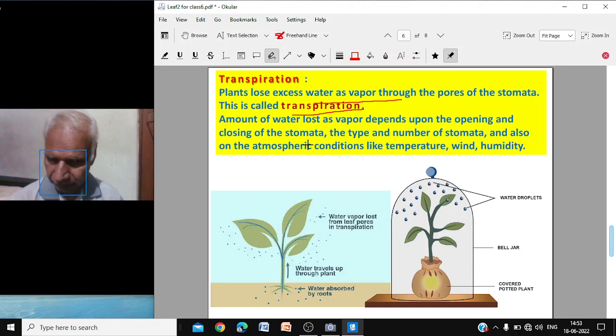Now, how much water will be lost? It depends on various factors. First, opening and closing of stomata. Second, type, number and distribution of stomata. And third, on atmospheric conditions like temperature, wind and humidity. So all these factors will determine exactly how much water shall go out as water vapor by the process of transpiration. So transpiration is the loss of excess water as vapor through stomatal aperture.